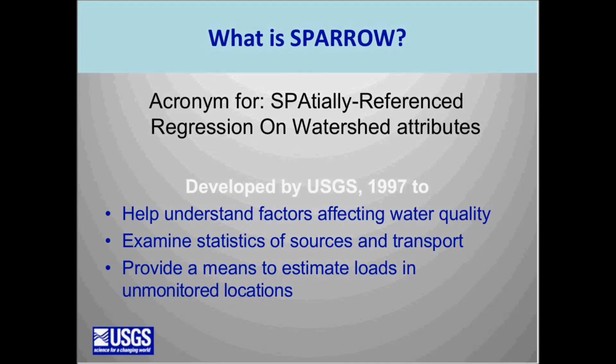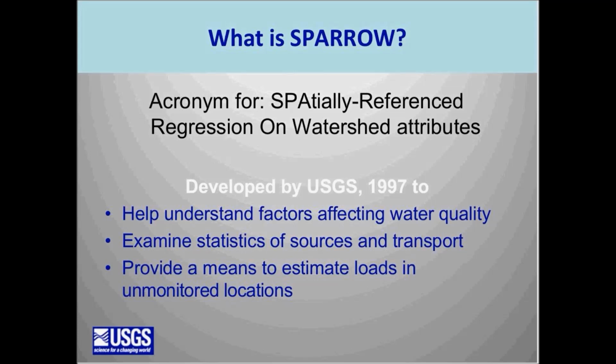SPARROW is an acronym for Spatially Referenced Regression on Watershed Attributes. It was developed by the U.S. Geological Survey in 1997, basically to help some of the water quality monitoring that we've been doing across the country. So it helps understand factors affecting water quality, examine statistics of sources and transport, and provide a means to estimate loads in unmonitored locations.